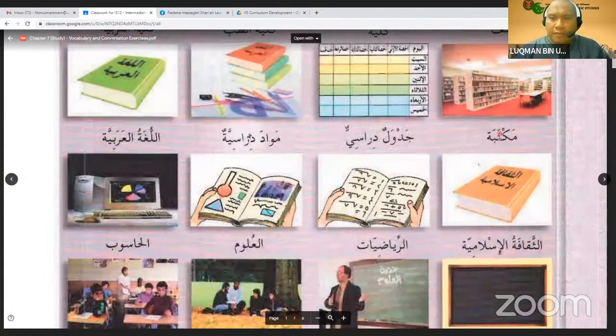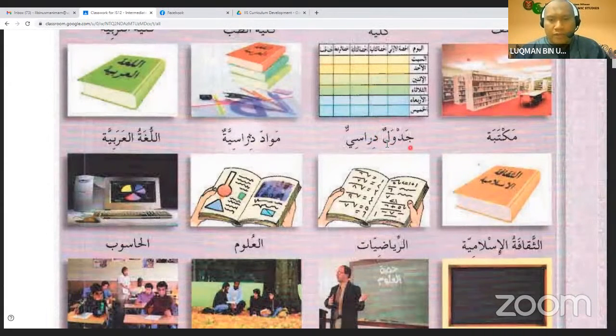Maktaba, maktabatun, library. Jadwalun dirasiyun, class schedule. Jadwal literally means table or schedule. Dirasi is classes. So this one is a class schedule. Mawadun dirasiyatun, class subjects. Madda is the singular of mawad.